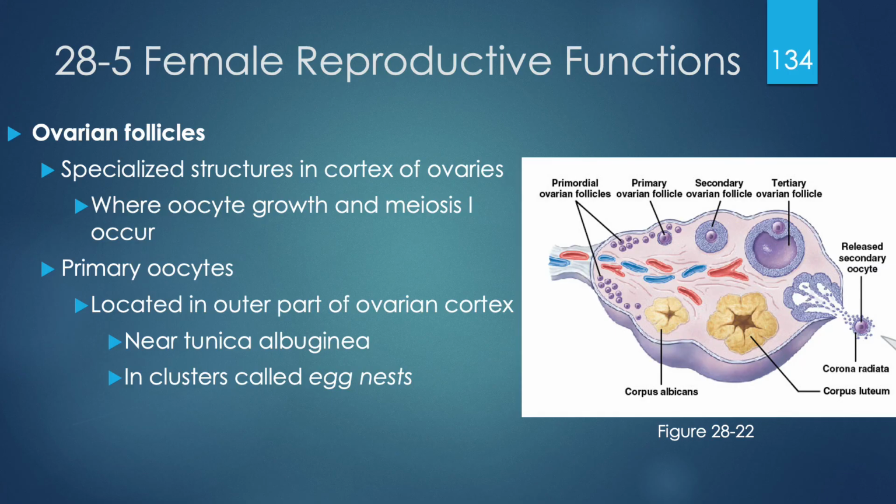Ovarian follicles are specialized structures that are in the cortex, or the outer aspect of the ovaries, and this is where oocytes grow and where meiosis 1 will occur. The primary oocytes will be located in the outer aspect of the ovarian cortex near the tunica albuginea, which is that whiter outer aspect, and they're in clusters called egg nests.